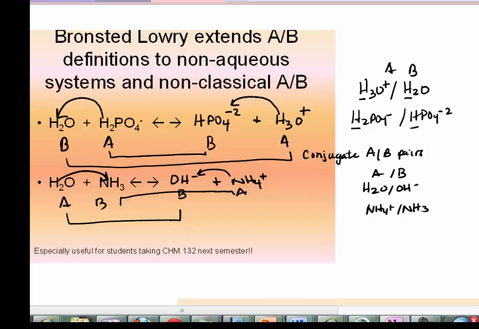So that extends things. For example, NH3 doesn't look like an acid or a base. It's not written to look like either one. But notice that when I put it in water, because it actually pulls the hydrogen off of water, it makes the solution basic.